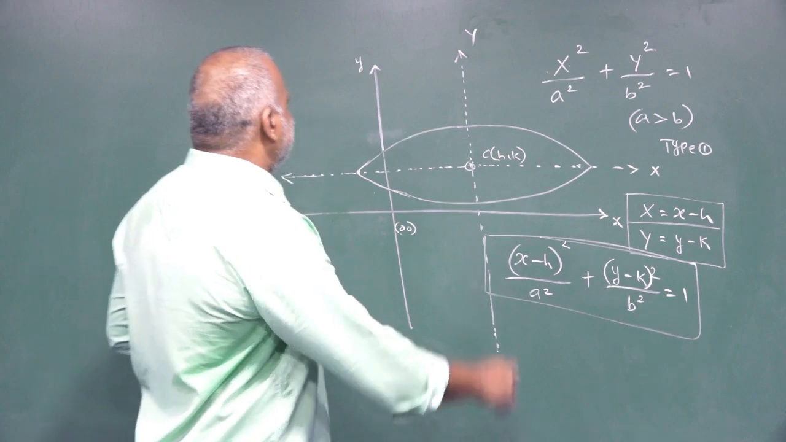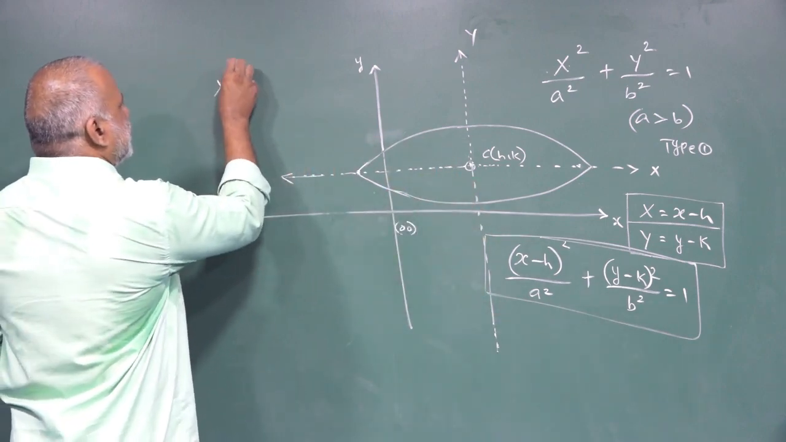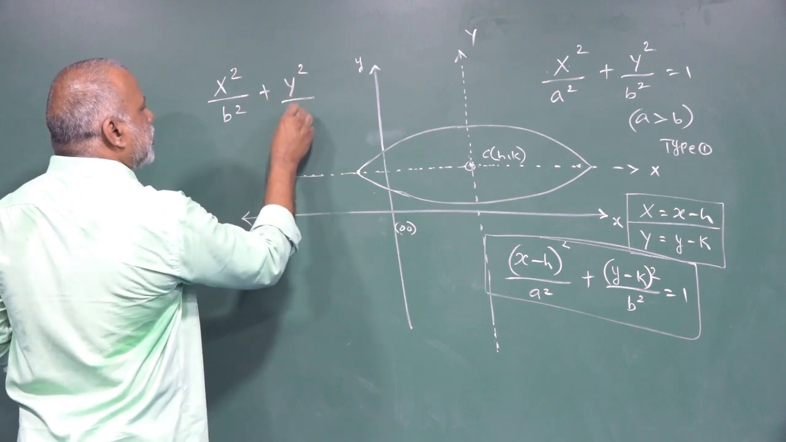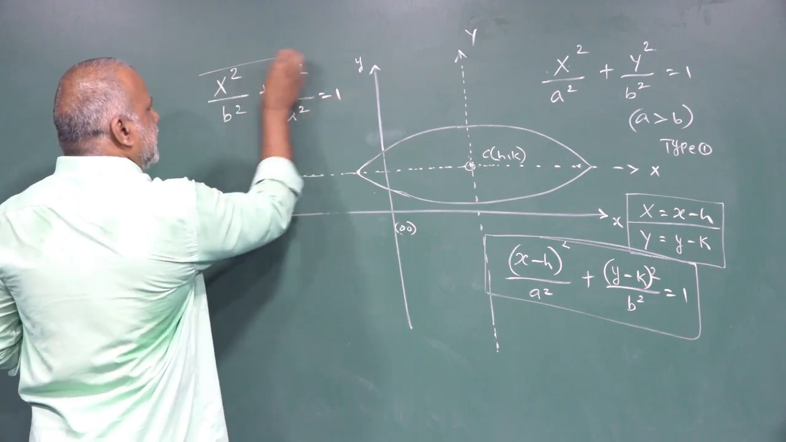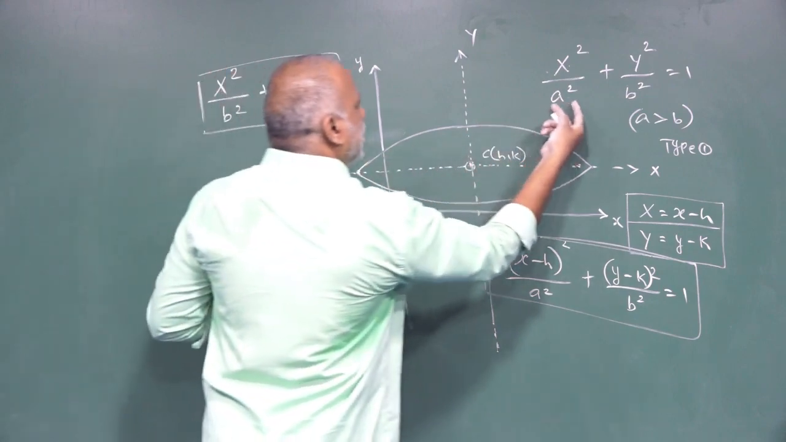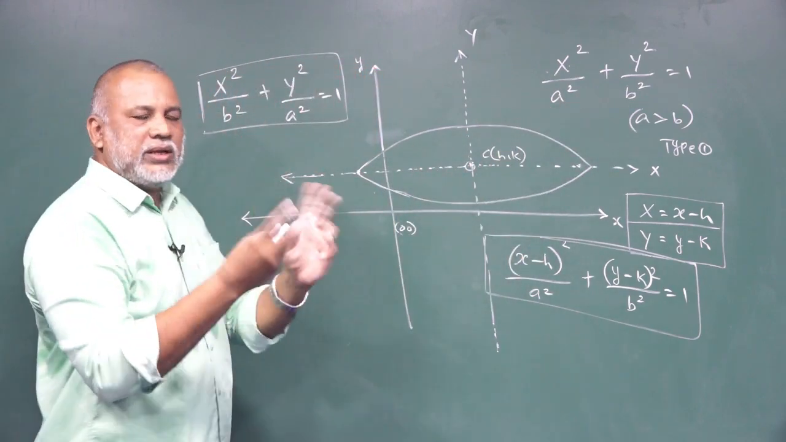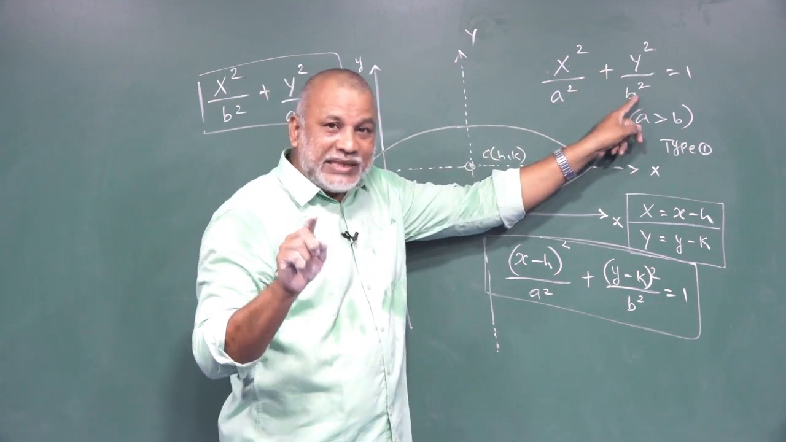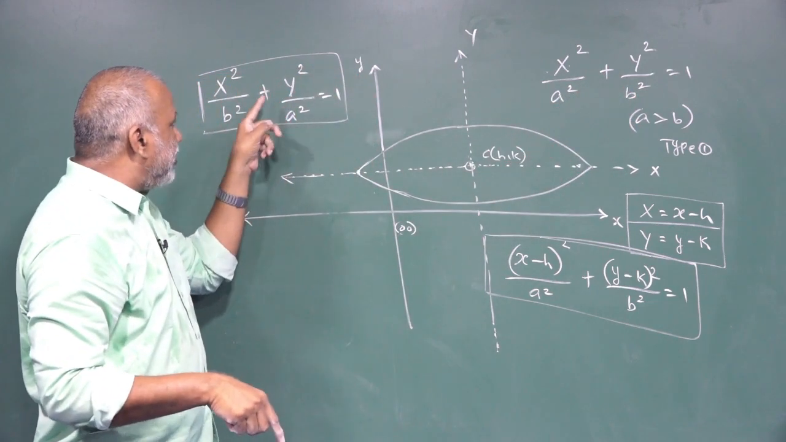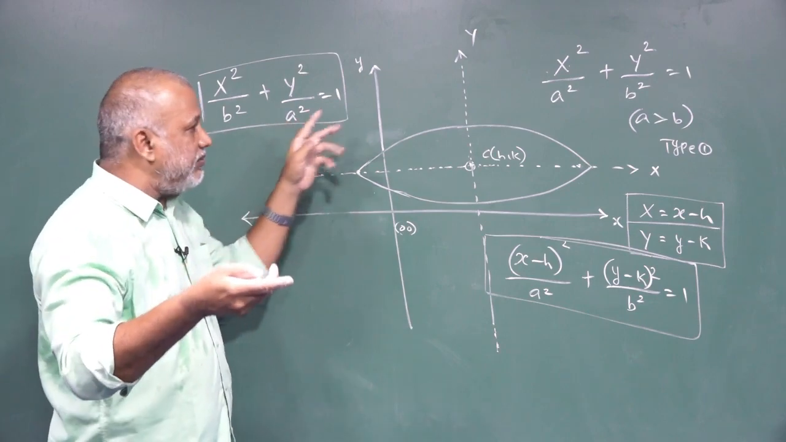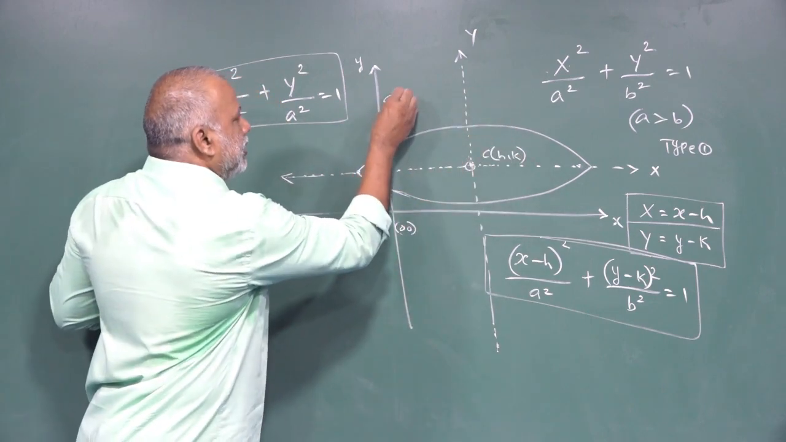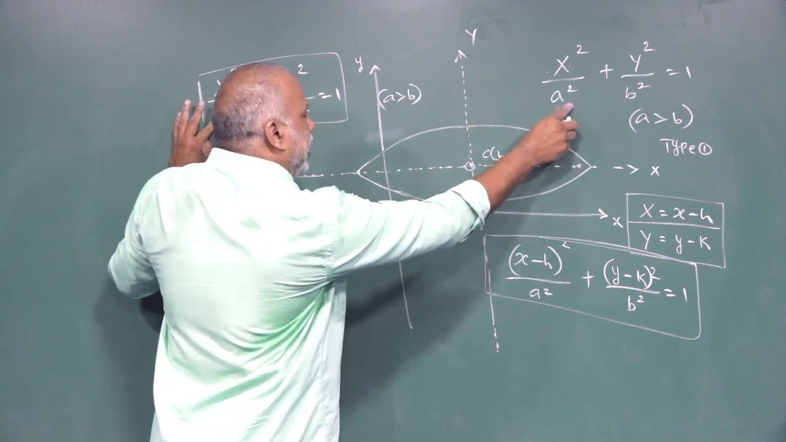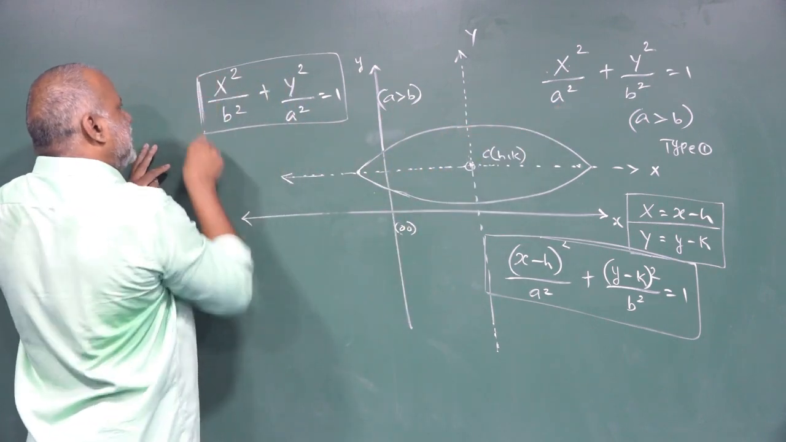What is the equation of the type 2? Capital X squared by b squared plus capital Y squared by a squared equal to 1. See the difference? Here a squared, b squared; here b squared, a squared. That means interchanging. Here y squared by b squared, b value is less. Here y squared by a squared, a value is greater. Always a greater than b only. Here x squared by a squared is type 1, here x squared by b squared is type 2.